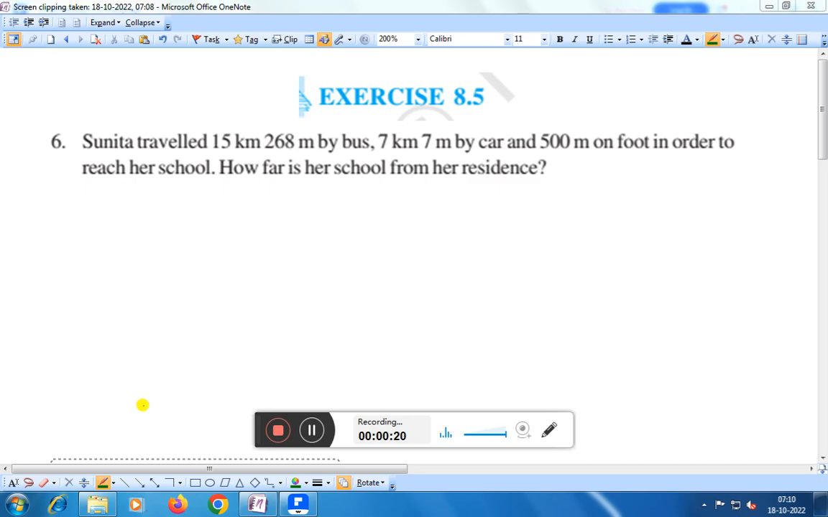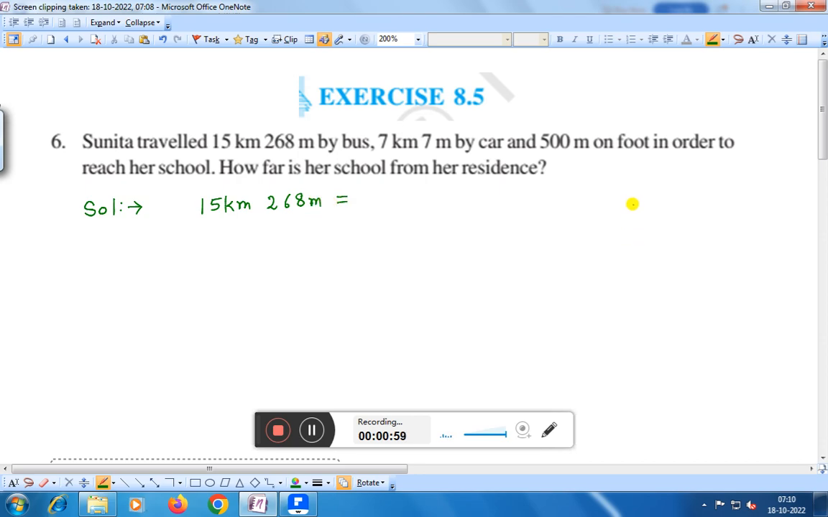First of all, you have to convert all the distances in the same unit. How to convert? Let us convert this one. This is the solution of question number 6. We have to convert the distance, right? That is 15 kilometer 268 meter. You have to change it into kilometer.